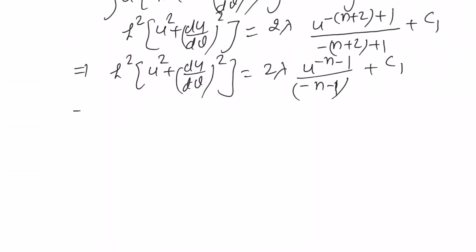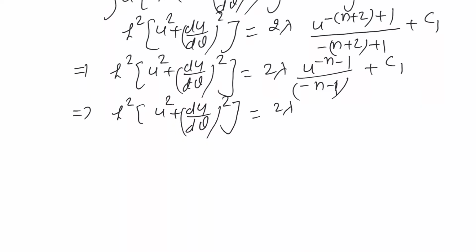This implies that h square u square plus (du/dθ) whole square is equal to 2 lambda, this is u to the power n plus 1, divided by n plus 1, minus out, plus c1.